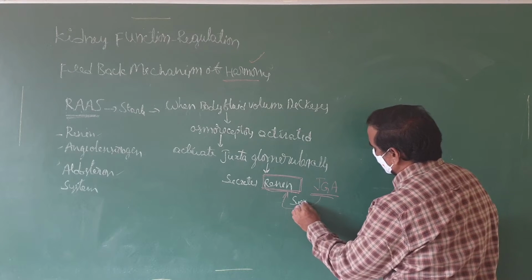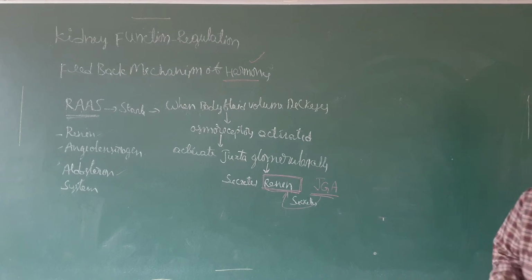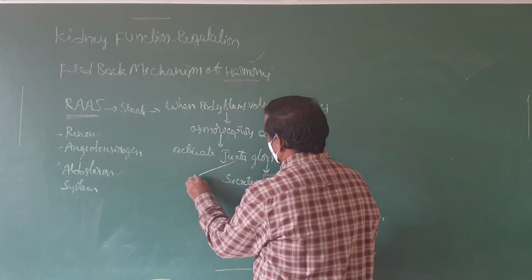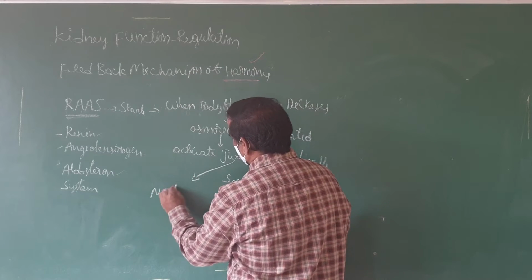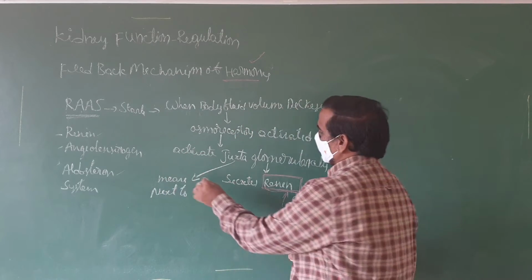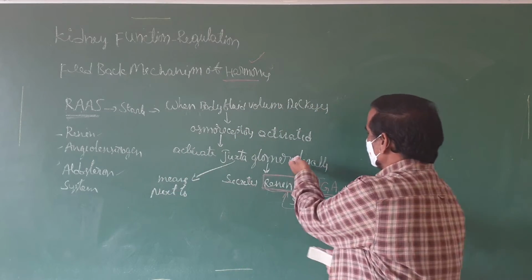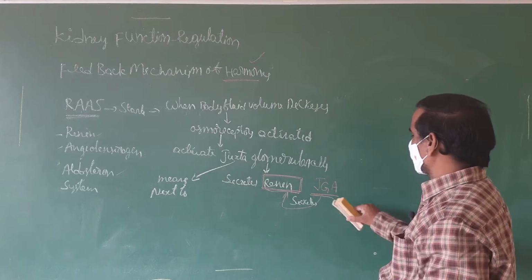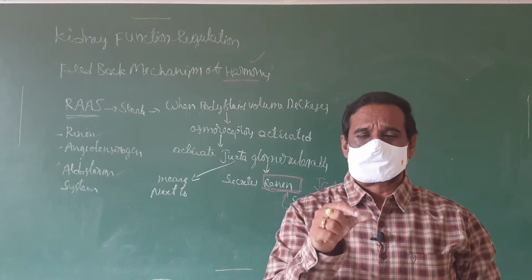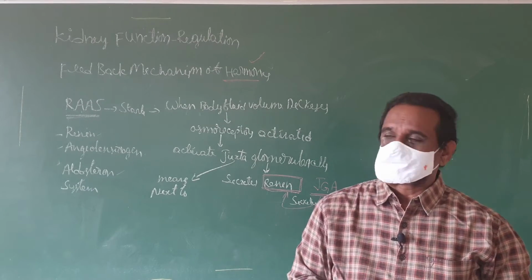Juxtaglomerular apparatus secretes renin. Juxta means next to. Why have we given this name, juxta? Juxta means next to the glomerular capillary network; those cells are next to it. Within a couple of minutes we will discuss the JG apparatus. It is not given in NCERT, but for your idea, we are going to discuss JG also.